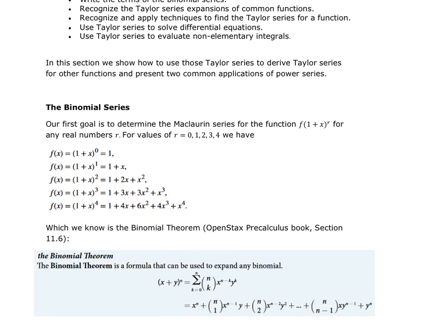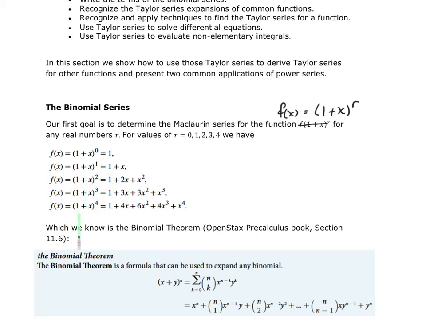With the binomial series, f of x is equal to 1 plus x raised to the r, for any real number r. Let's first start with the way that we learned the binomial series back in pre-calculus, where we looked at r being only whole numbers: 0, 1, 2, 3 on up. So 1 plus x raised to the 0 is 1. 1 plus x raised to the 1 is 1 plus x.